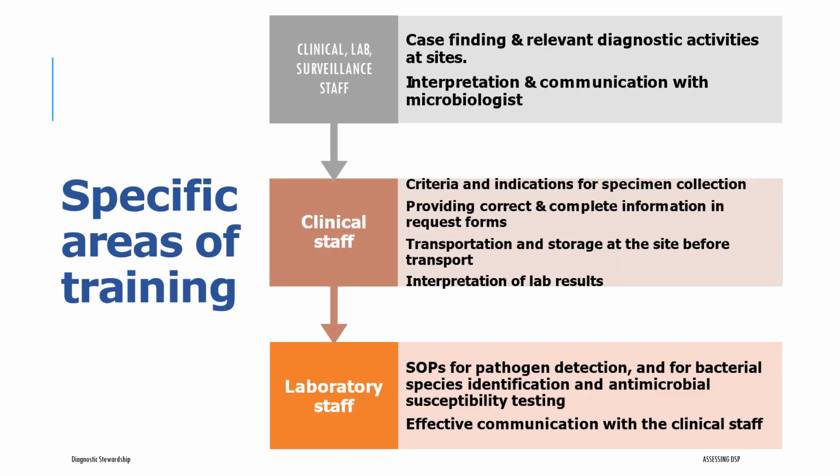What are the specific areas of training? It includes clinical staff, the surveillance staff, and laboratory staff. For the clinical staff, it is the case finding and relevant diagnostic tests, then interpretation and communication with the microbiologist. For the clinical staff, it is also criteria and indication for specimen collection, providing request forms, transportation, collection, and storage at the site before transport, and interpretation of the lab results. While for the lab staff, it is SOPs for pathogen detection, bacterial species identification and sensitivity testing, and effective communication with the clinical staff. So these are the specified areas of training.